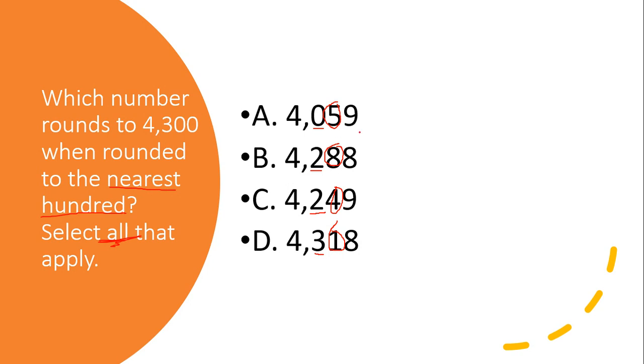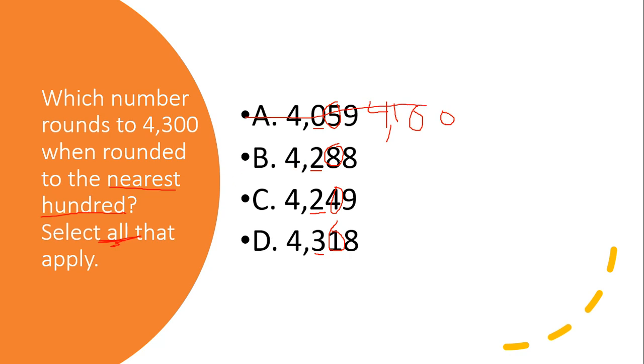4,059. So I'm going to round it. I'm going to say 0 to 4 stays on the floor. Nope, 5 to 9 climbs the vine. So this is 5 to 9, so that 1 is going to climb the vine. So this rounded number will be 4,100. I'm going to look over here. I'm trying to find the number 4,300, so that is not correct.